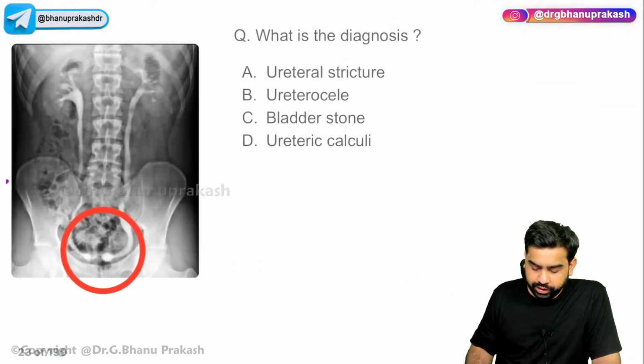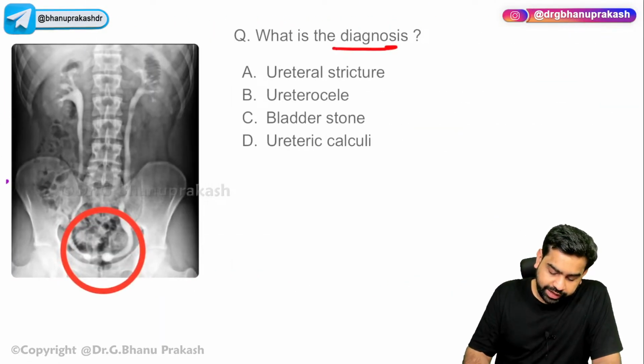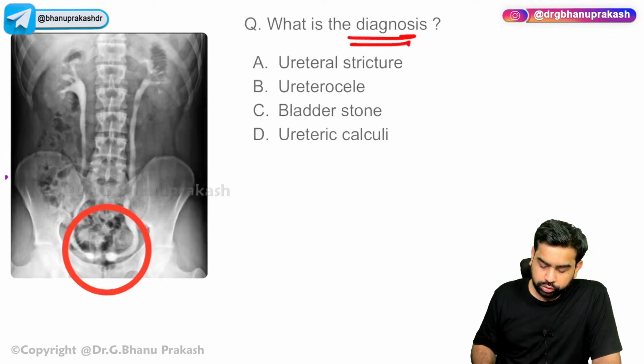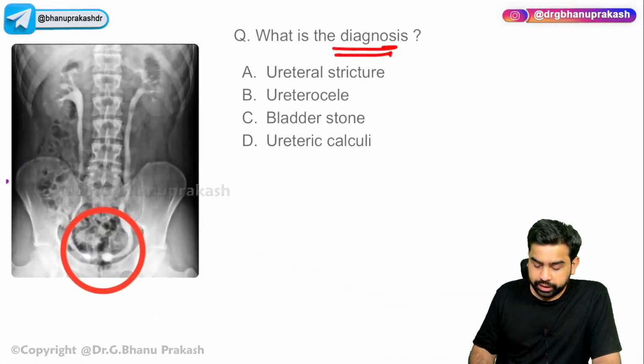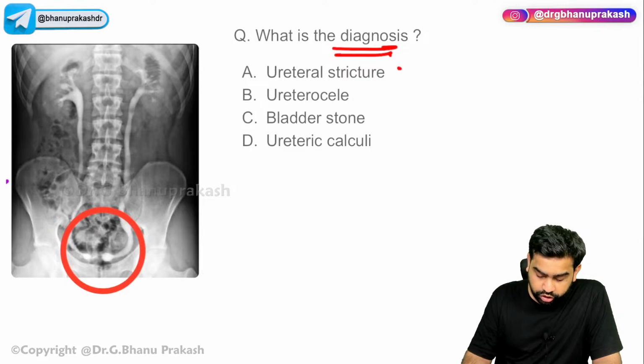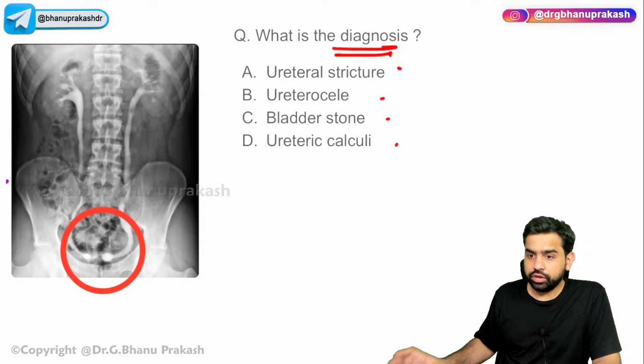Now let's move on to this particular question. What is the diagnosis in this particular patient? You are able to see something over here. Is it a ureteric stricture, ureterocele, bladder stone, or ureter calculi? So what do you think? What is the diagnosis over here, guys?